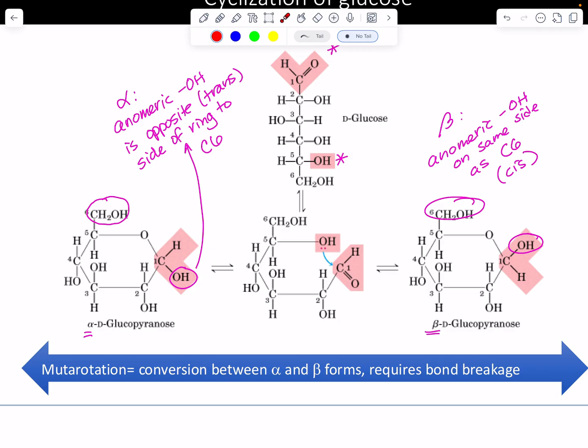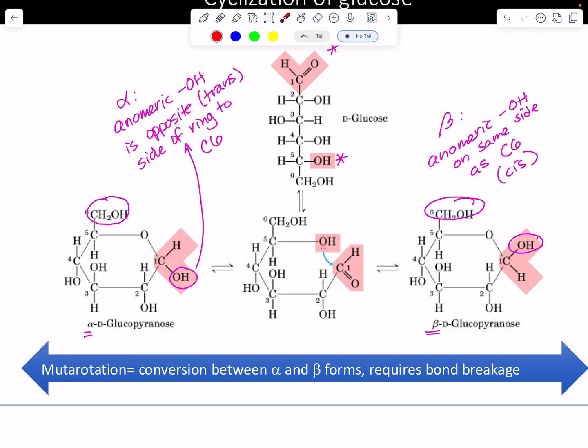We can get rotation around this bond here. It's a single bond, so when this is open, this thing can rotate. And then when ring closing happens again, we can get interconversion between the alpha and the beta anomers. So anomers interconvert via a process that we call mutarotation.